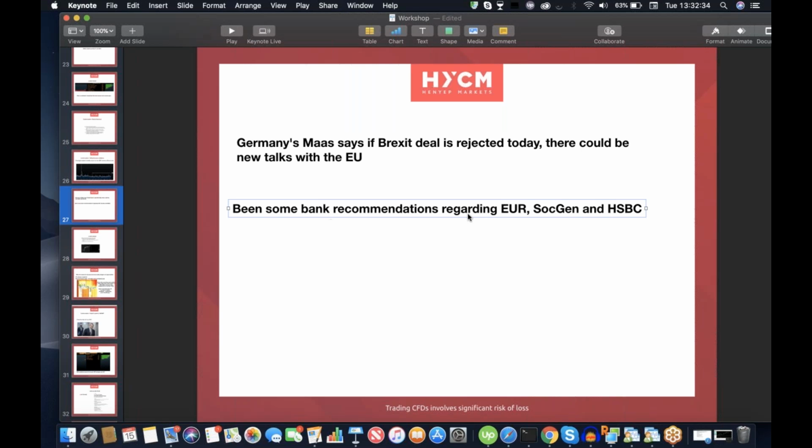There's been some bank recommendations regarding the euro. SocGen and HSBC have been advocating some selling of euro. Well, certainly SocGen invited selling of the euro, and this is the slowdown in the eurozone that's carrying on. They're expecting that to start to be acknowledged by the ECB. So that was out recently.